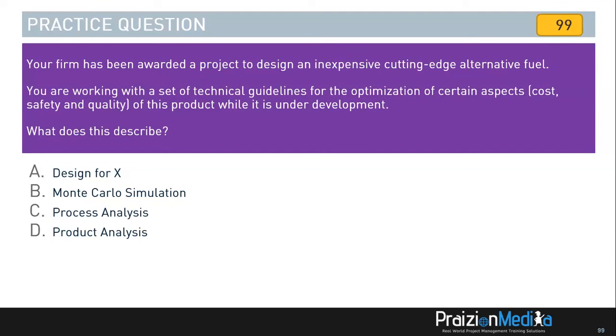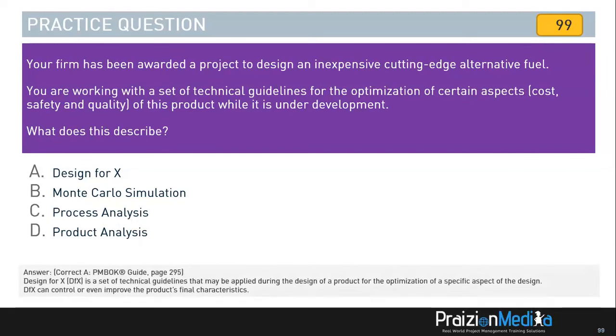All right, hit the pause button if you need more time. So when you think about it, you're working with a set of guidelines and you want to optimize certain aspects of the product. This describes one thing only. It's not a Monte Carlo, and it's neither of the analyses, my friends. It's A. This is Design for X. It's a direct cutout from the PMP guide.